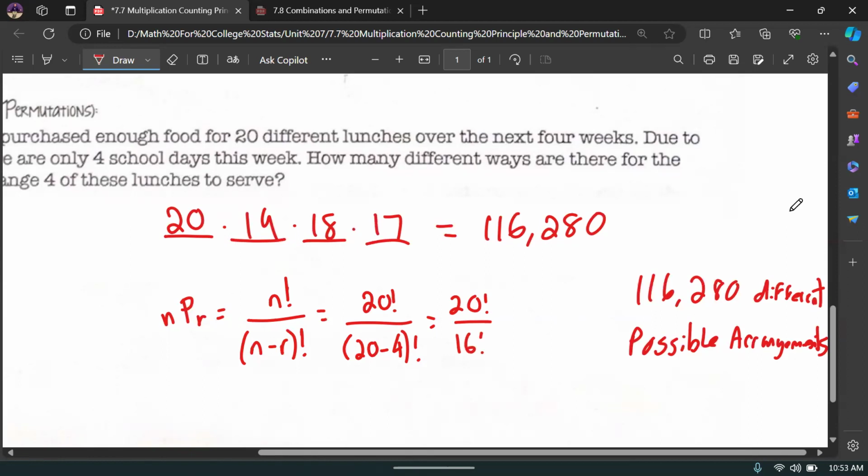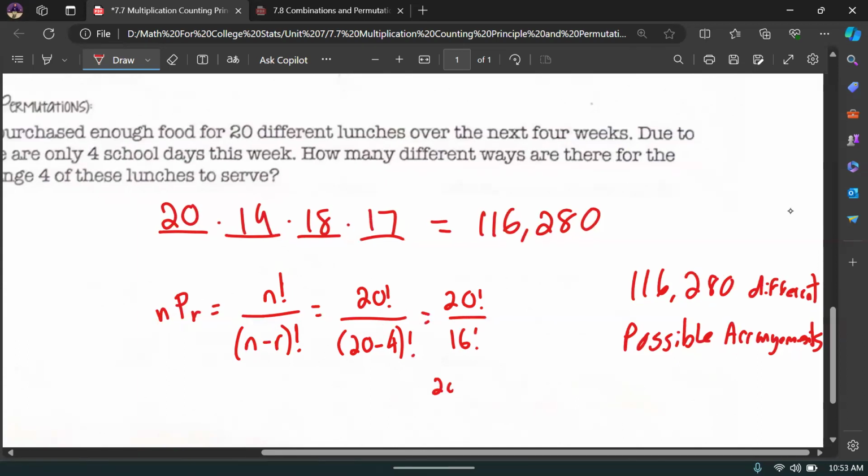Now, just to showcase what this would be, remember 20 factorial would equal 20 times 19 times 18 times 17 times 16 times 15 times dot, dot, dot, right? 16 factorial would be 16 times 15 times 14 times 13 times dot, dot, dot. Now, what would happen is the 16s would cancel out, the 15s would cancel out, the 14s would cancel, the 13s would cancel, obviously all the way down to 1 would cancel. So with that formula, the only values that wouldn't cancel out would be these 4, which is the same 4 that we used earlier. So that's the formula.